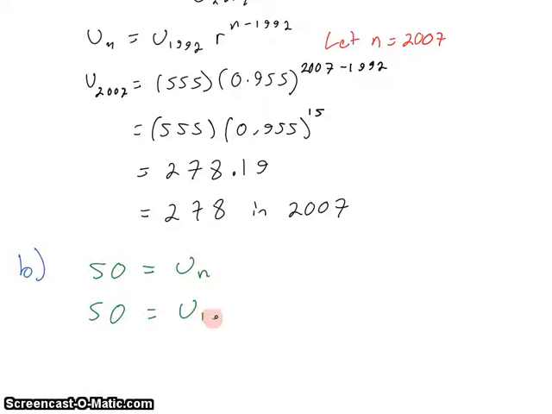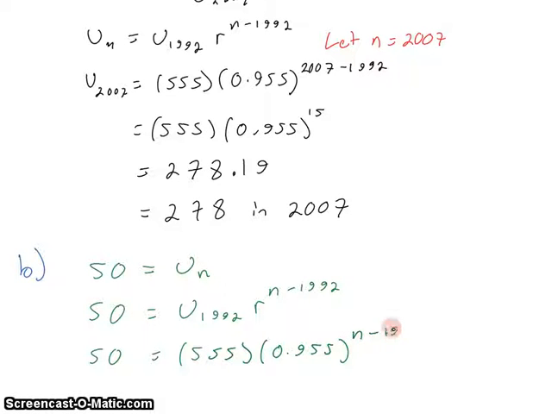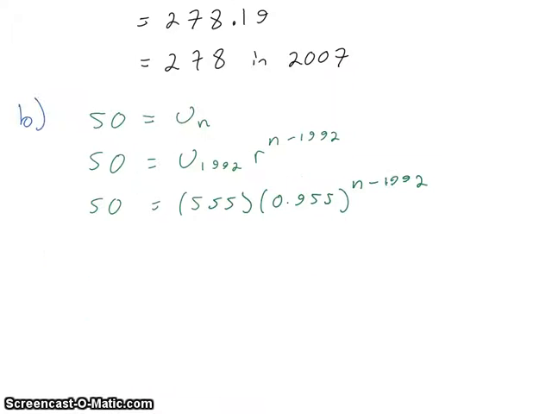The number of members in the colony in 1992 times the common ratio to the power of n take 1992. Plugging in what we know, which is the number of members in the colony in 1992, 555. Our common ratio, 0.955. N is unknown, that's what we want to find. In what year does this happen? We'll divide 50 by 555 and we'll get 0.0901 to the power of n take 1992.